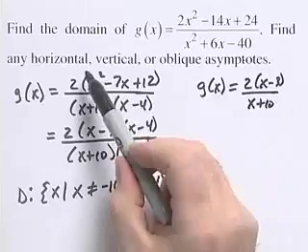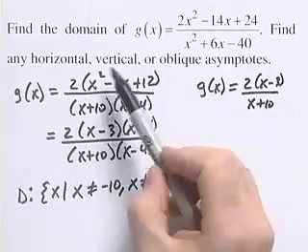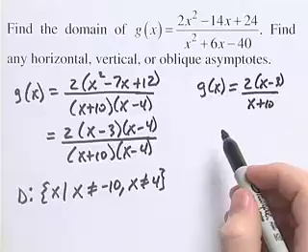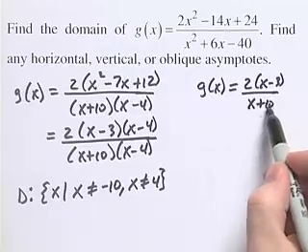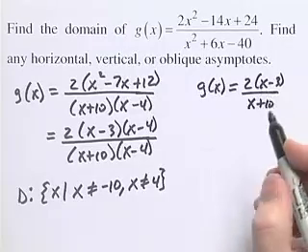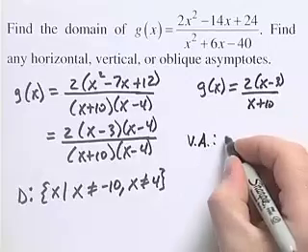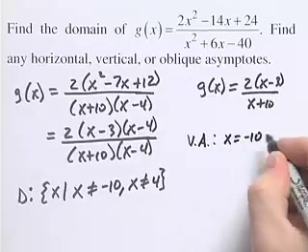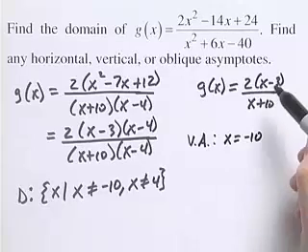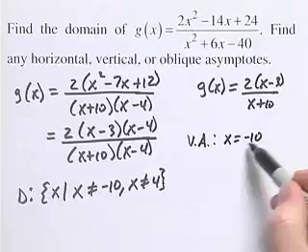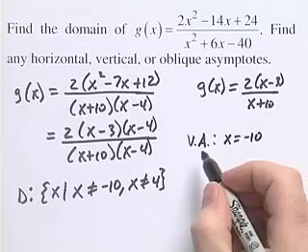To find vertical, horizontal, and oblique asymptotes, we'll start with vertical asymptotes. In reduced form, we'll get a vertical asymptote anywhere where the denominator is 0 and the numerator is non-zero. In this particular case, then, we see the denominator is 0 at x is equal to negative 10, so there's a vertical asymptote there. If we check in the numerator, negative 10 does not make the numerator 0, and so it is indeed a vertical asymptote.